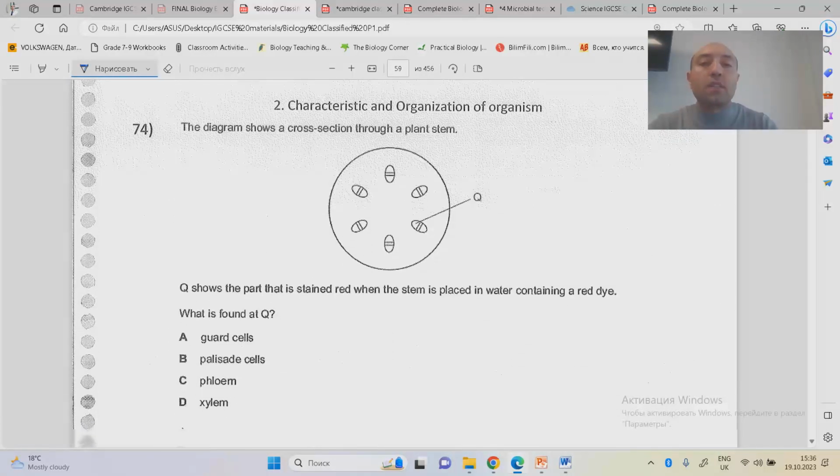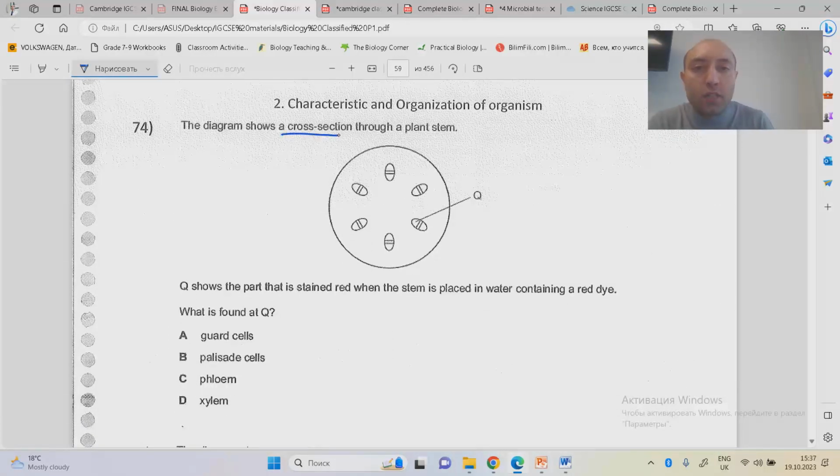In here you can see cross section of stem, which is an organ. Q shows the part that is stained red when the stem is placed. Actually, this question is about our future lessons, but I will give you one piece of information: in here, Q is a xylem because xylem transports water. So answer is xylem. And phloem is in here, so the outer part is phloem.